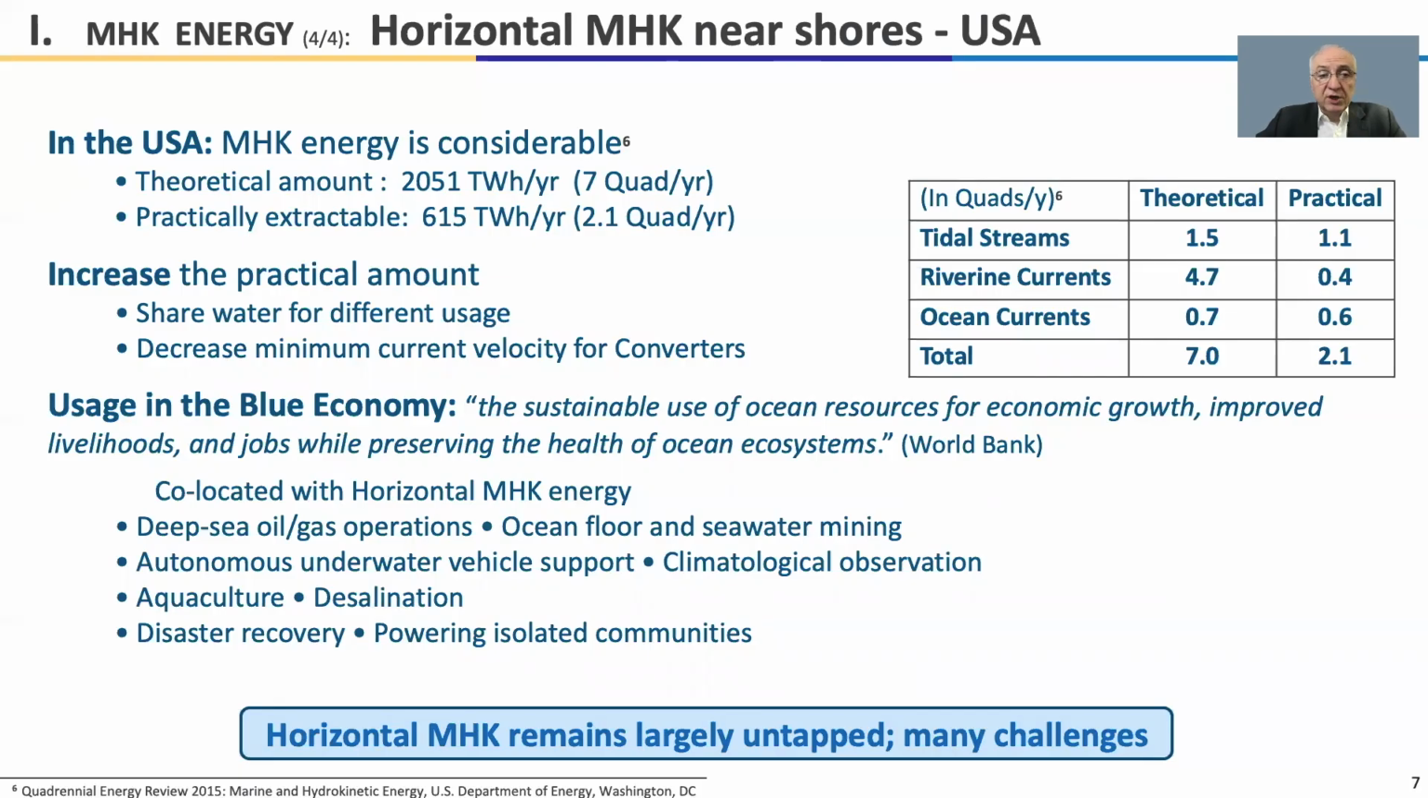There are two things we can do in order to increase the practical amount of energy. One is share waters for different usage: navigation, fishing, boating, recreational, and so on. And the other, which is most important, is how do we decrease the onset velocity of operation of converters so that we can expand our ability to harness energy from currents, particularly from slow currents.